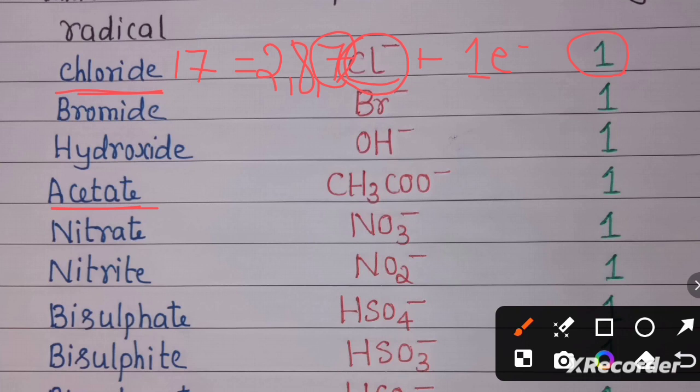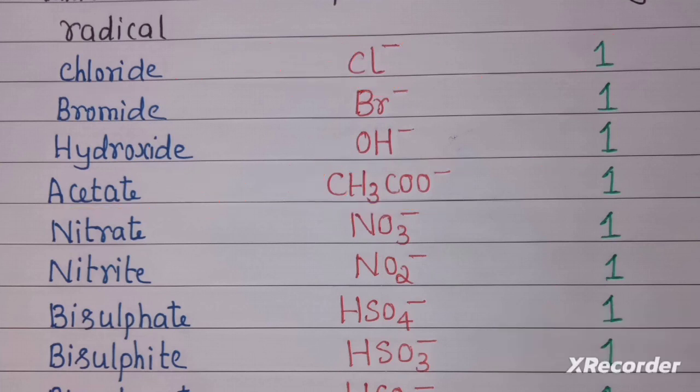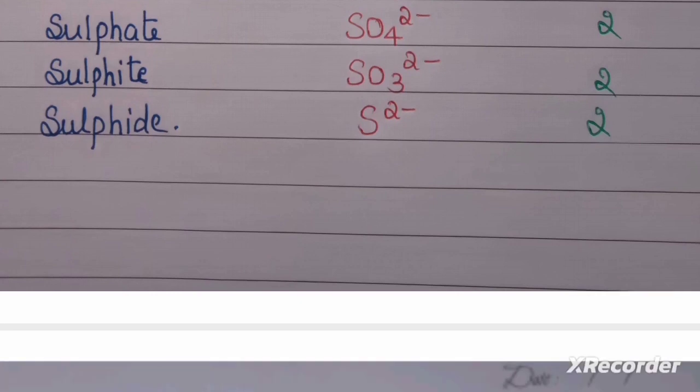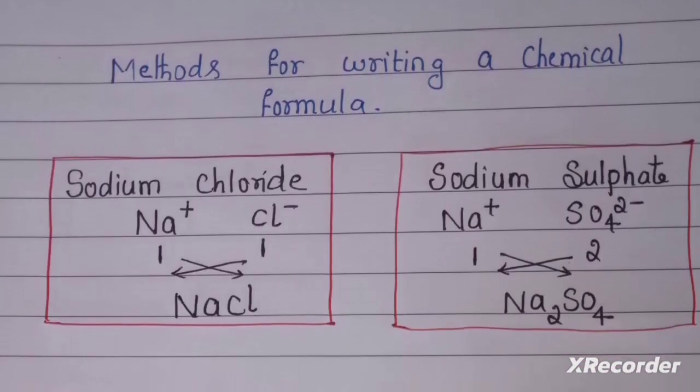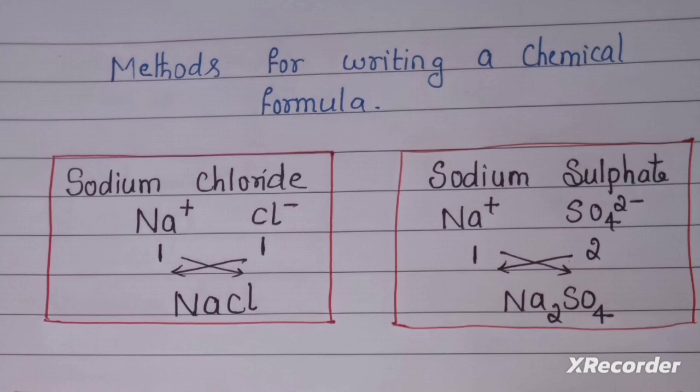If you take the acetate ion, it is derived from acetic acid, whose formula is CH3COOH. So acetic acid actually has 4 hydrogens, but the ionizable hydrogen atom is only 1. If acetic acid loses this hydrogen as a proton, it gets acetate ion CH3COO minus, that represents its valency. So these are some of the common anions we use to write the chemical formulas. Now by the crisscross method, we will learn how to write the chemical formula.